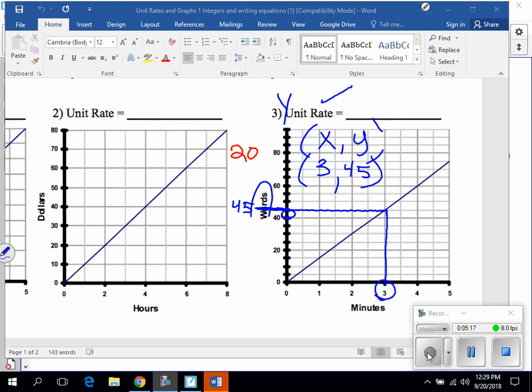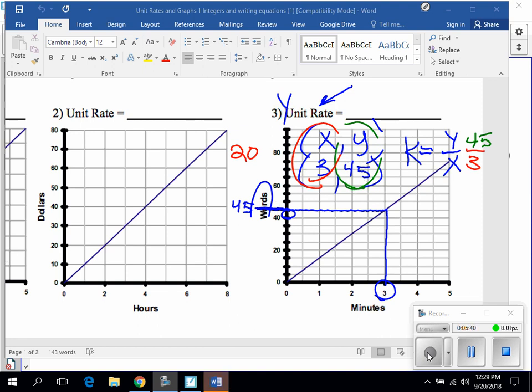Remember, unit rate, another name for it is constant of proportionality. You can also use the letter K. And the formula for unit rate is K equals Y divided by X. I'm going to fill in the Y value first. The Y value goes in the numerator. It's 45. And the X value is 3. That goes in the denominator.